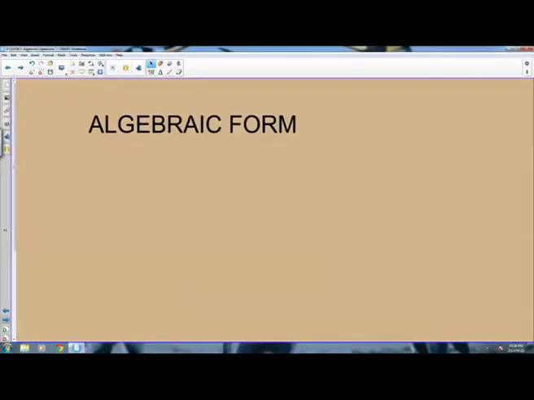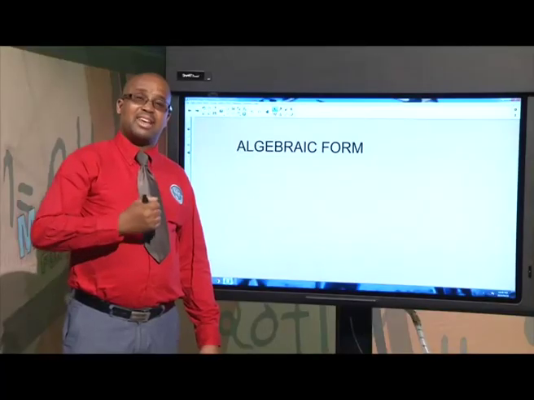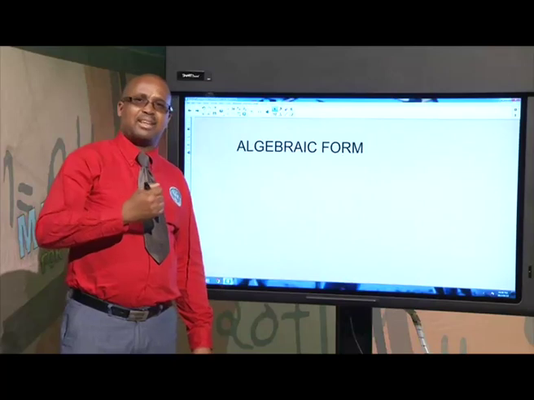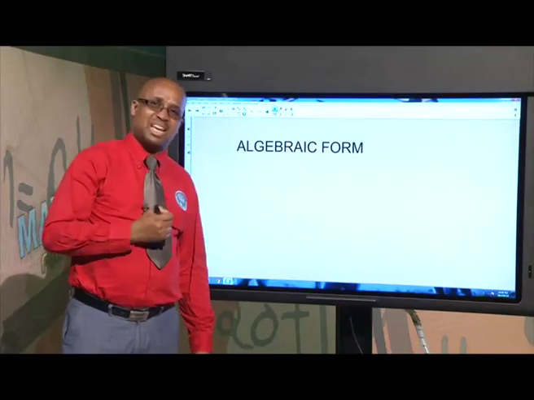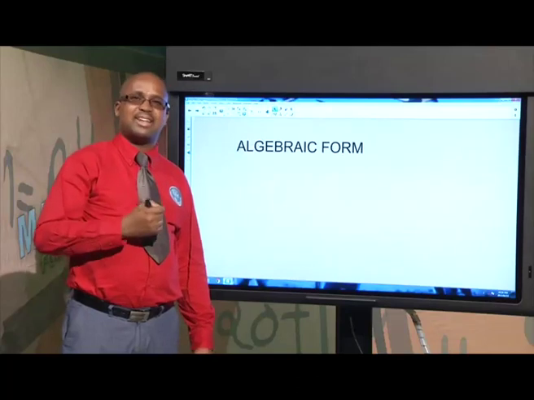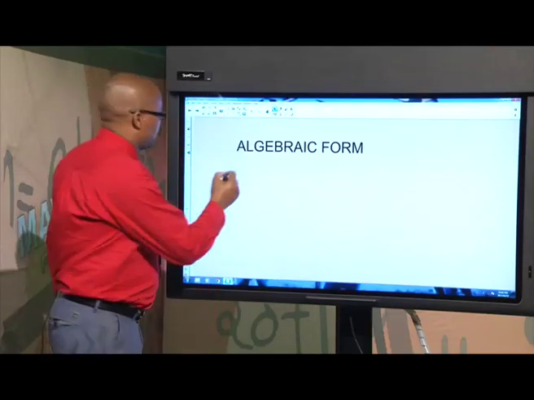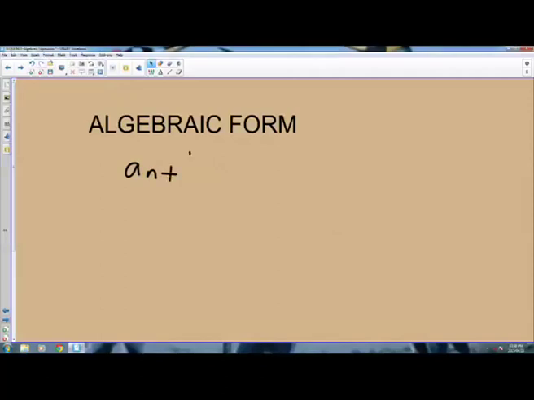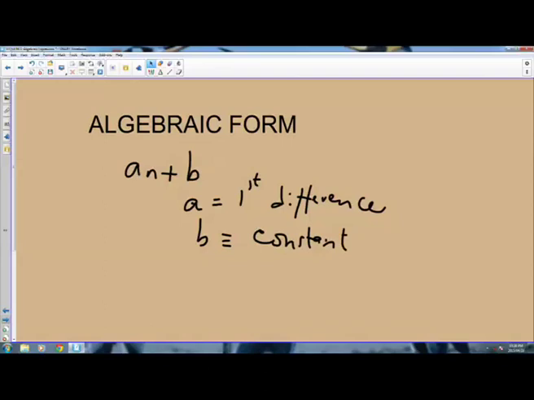First, we need to look at the general form of a linear sequence. For you to say a sequence is linear, you need to identify the difference between the terms. When the difference between the terms is constant, then the sequence is linear and it takes the form an plus b. Here, our a is equal to the first difference within the sequence, and then b is a constant. So this is what we are going to be discussing.